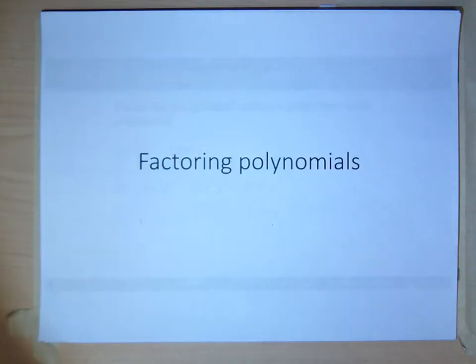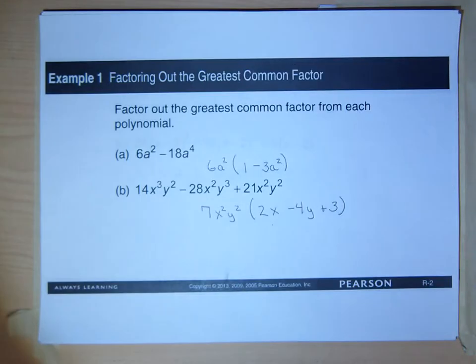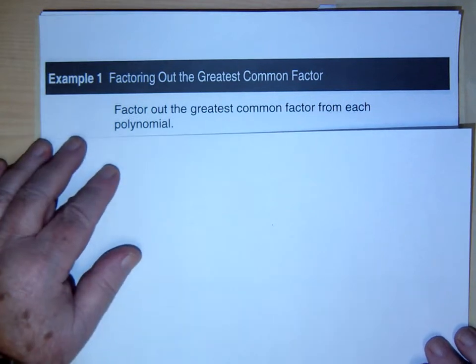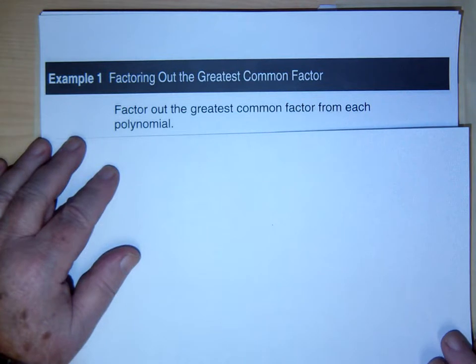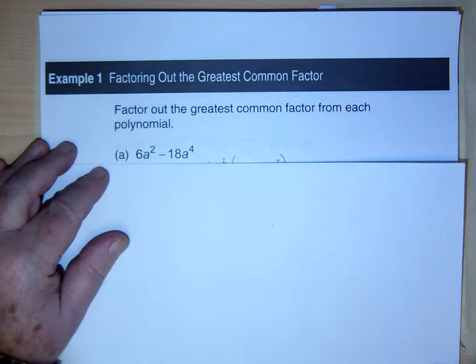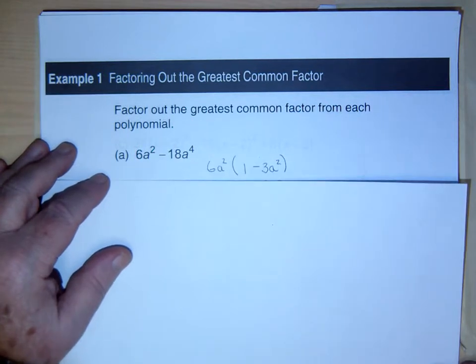Today's topic is factoring polynomials. The first and last thing you do whenever you're factoring is check to make sure if you can factor out the greatest common factor. And so the first example is this one. You see that in each term there's a factor of 6a squared, so we can factor that out, and that's the complete factorization. So the greatest common factor was 6a squared.